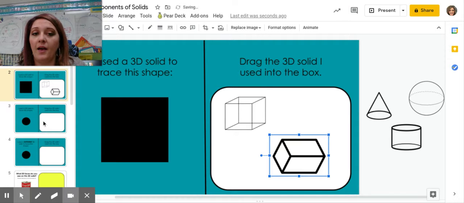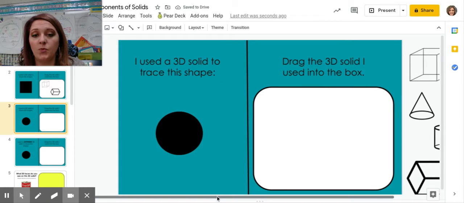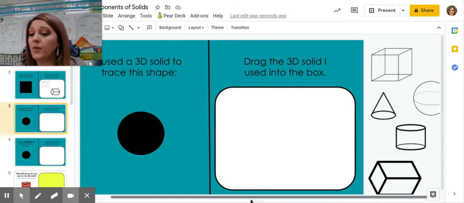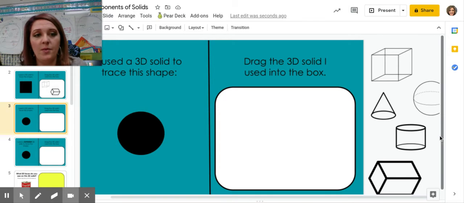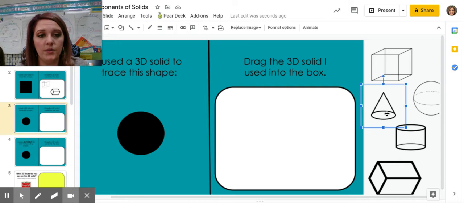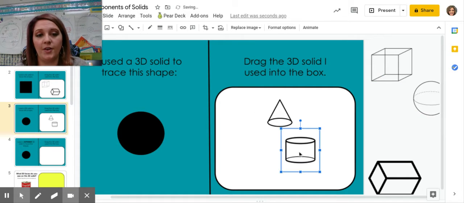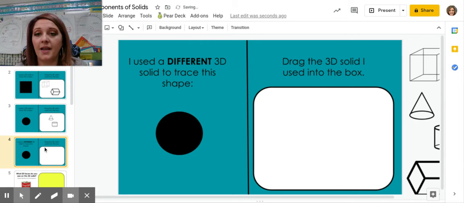Let's look at our next slide. It says, which 3D shape or solid shape did I trace to get this shape? So that's a circle. I know that my cone has a circle shape, and I know my cylinder has a circle shape. So let's put those two there, cone and cylinder. Let's go to my next slide.